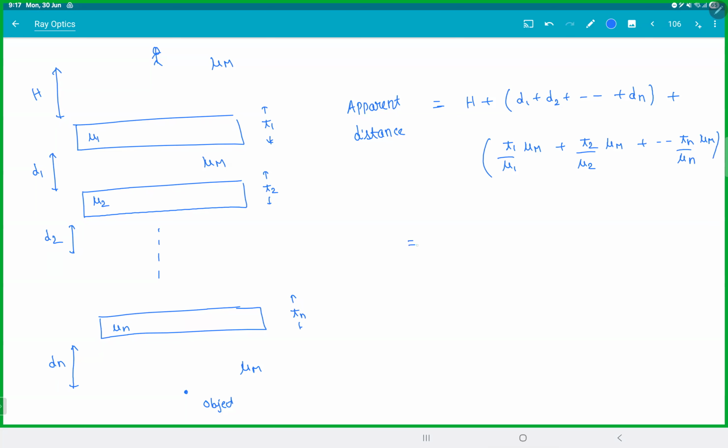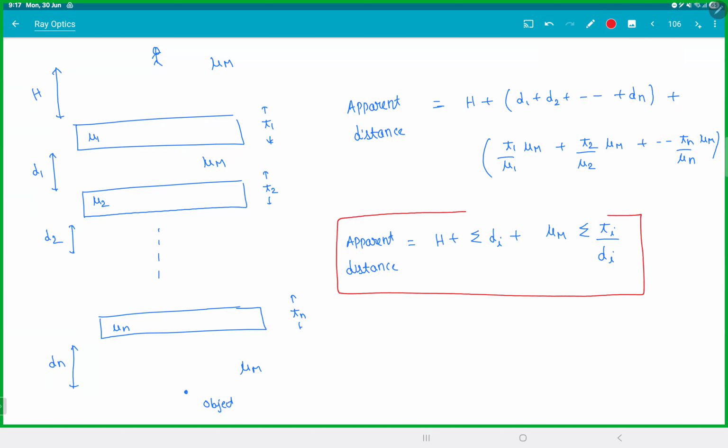So this is H plus sigma di plus mu m sigma ti by mu i. There, that's your apparent distance formula. So you can just club that, H and D1, D2, D3, the distance between the slabs is useless. You can just club them all. So it doesn't matter where you keep the slabs. The formula is valid.